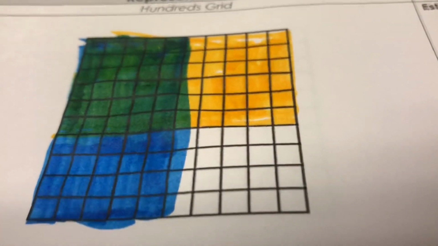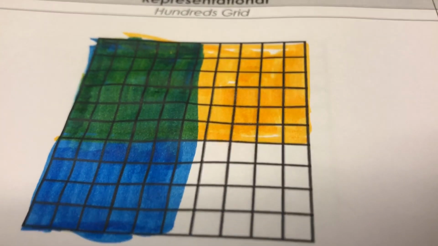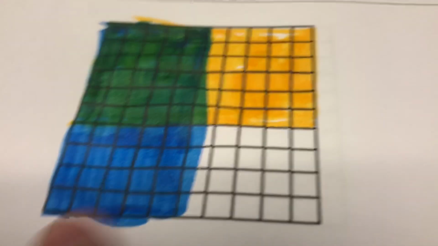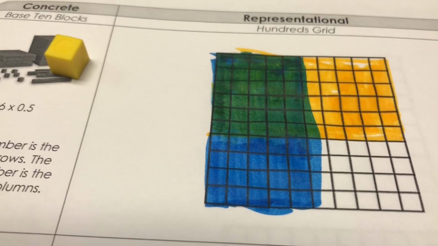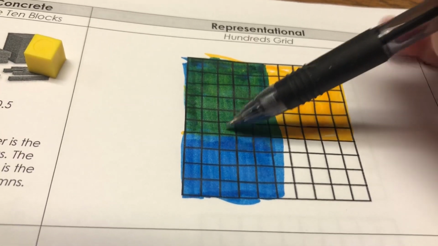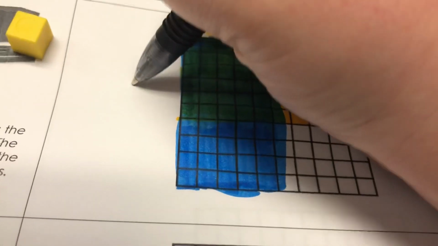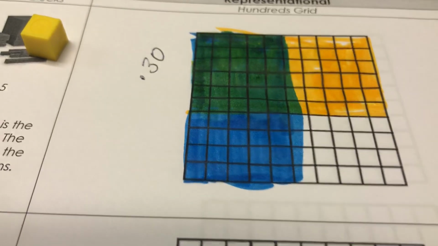Do you see the way that the yellow and the blue overlap to make that green color? That's our product. We took the length and the width and we multiplied them together to get our area. If I count all these boxes, remember these boxes are hundredths. If I count them all, we have 1, 2, 3, 4, 5, 6, 12, 18, 24, 30 hundredths. So my answer, 6/10 times 5/10 is 30 hundredths.